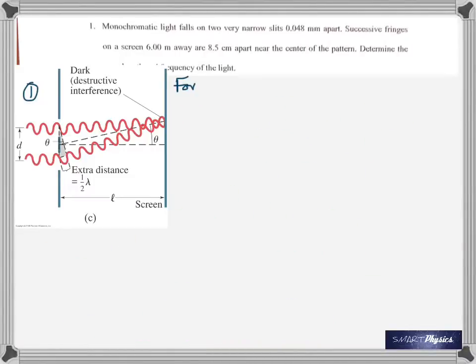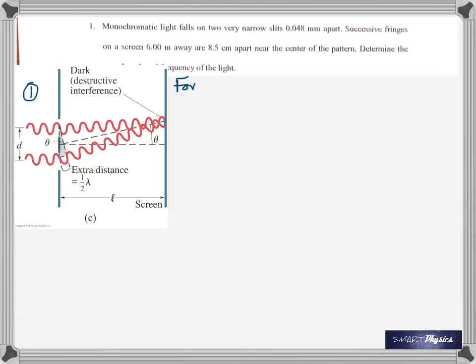The first problem talks about monochromatic light falling on two very narrow slits, 0.048 millimeter apart, and successive fringes on a screen 6 meters away are 8.5 centimeter apart near the center of this pattern. Find the wavelength and frequency of the light.